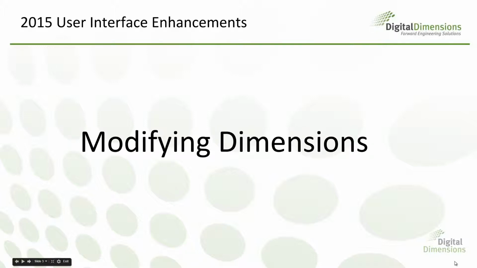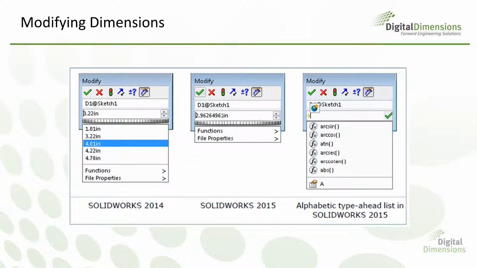The next enhancement to take a look at is modifying dimensions. All this basically is just a little bit of a change to how the modify dialog box works. And I just have a slide here to kind of show you in comparison. A few things have been changed. In 2015 when you start typing numbers, instead of showing a list of previously used values, they've taken that out because most times those numbers are irrelevant. It's a different dimension. It's not the same one as the one before.